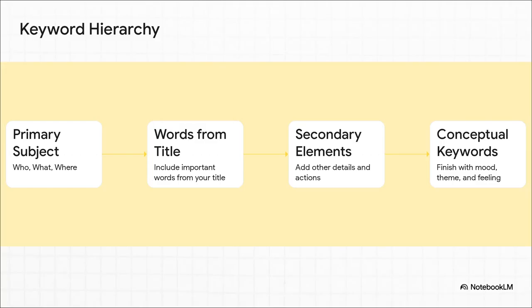It's all about hierarchy. You start with the primary subject. Who is in it? What is it? Where is it? Next, you pull in the most important words from that awesome descriptive title you just wrote. Then, you can add the secondary details and actions. And finally, you finish up with those conceptual words. You know, the mood, the theme. This tells the algorithm exactly what your photo is about and who it's for.